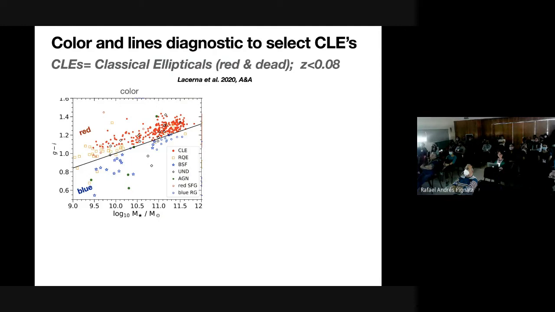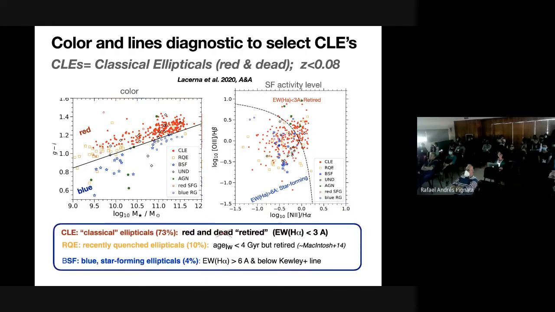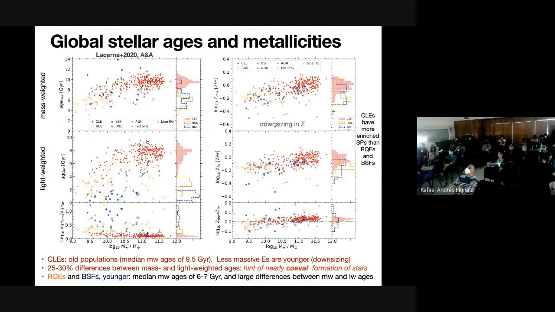In the color-mass diagram, we selected only red ellipticals because there are blue ellipticals, not too many, but there are. And using the equivalent width and the BPT diagrams, we selected only quenched, quiescent elliptical galaxies, not star-forming, because there are also blue star-forming ellipticals. Very interesting objects, by the way. But in this case, we concentrate only on the classical ellipticals, red and dead. In all these plots, the classical ellipticals are the red points.